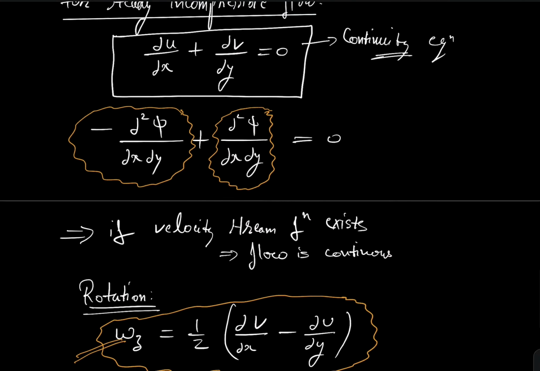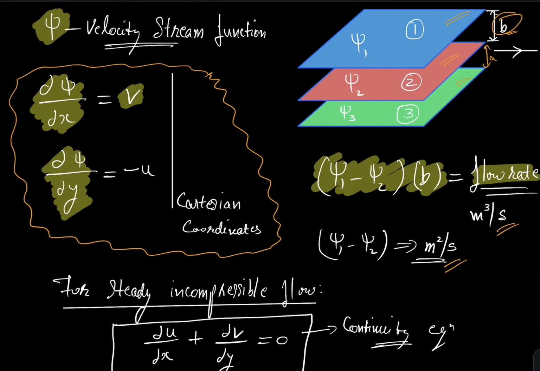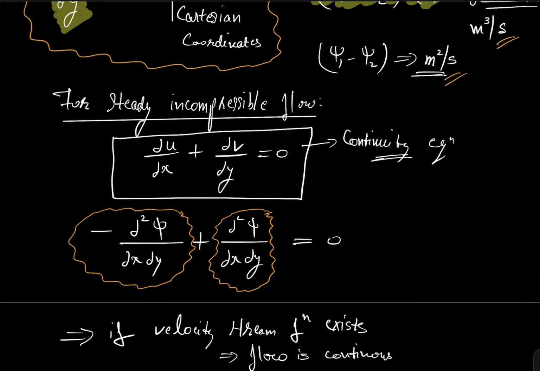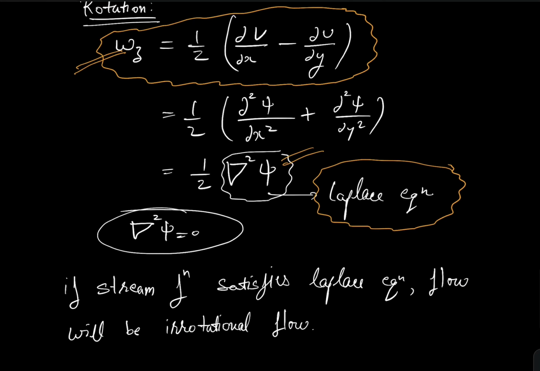So I hope velocity stream function is clear to you, right? We have studied what is velocity stream function, how the distance between both the stream functions multiplied by the difference of both the functions gave us the flow rate, and then we wrote the basic equation and its relation with continuity equation and irrotational flow.